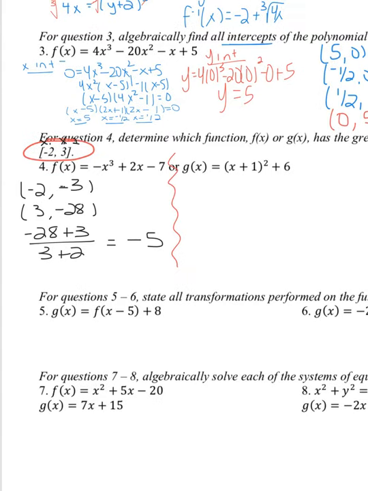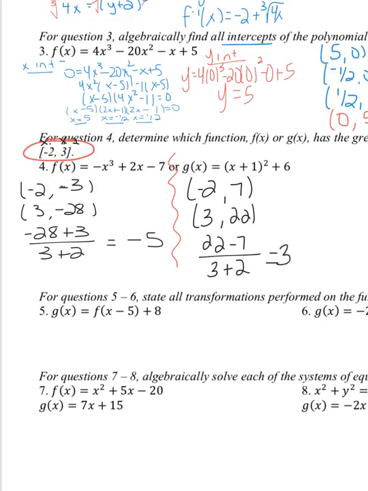I have to do the same thing for g of x. So I have to find when x is -2 and when x is 3, what are the y values? So it gives you -2 comma 7 and 3 comma 22. You plug this into that slope formula, so 22 minus 7 divided by 3 minus -2, or 3 plus 2. Now this one gives me a slope of 3.